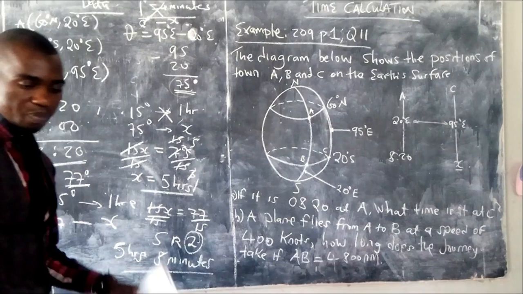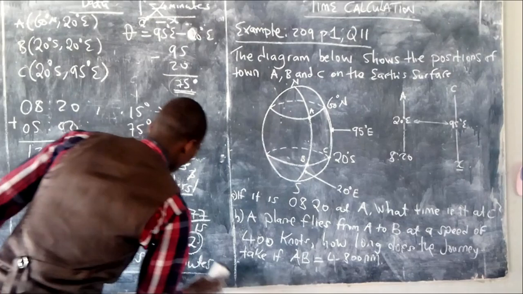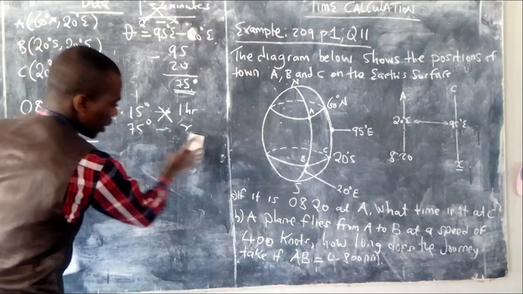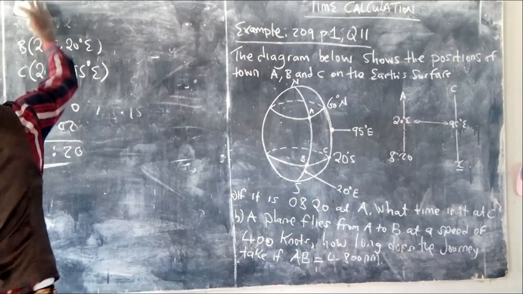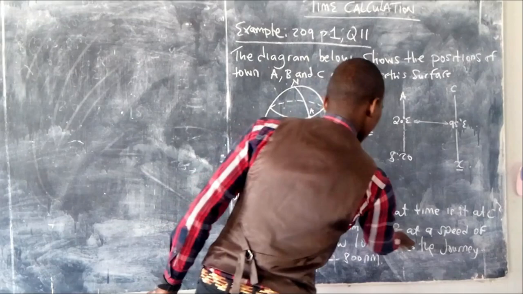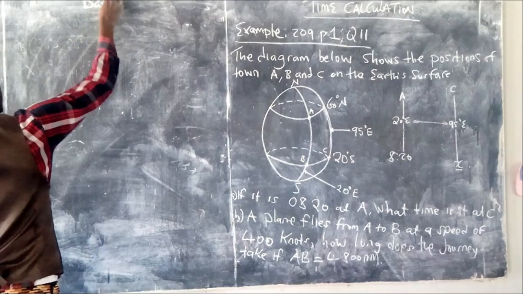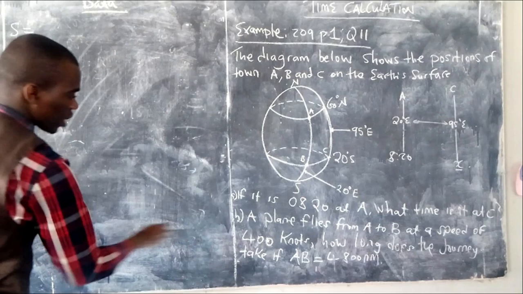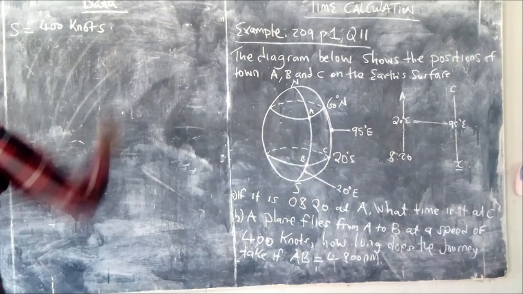Alright, let's solve the last part of the question, which has something to do with speed. Okay, and the question reads, a plane flies from A to B at a speed of 400. So data collection is very important. We collect the data and we have our speed there. They are telling us that it's 400 knots.